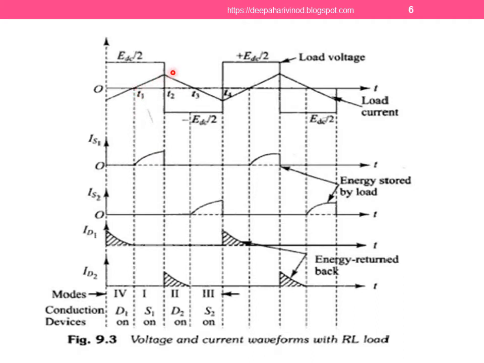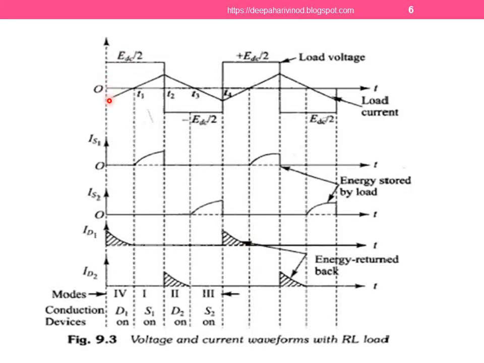So from here to here energy is stored, and from here to here it reduces to 0. In the same way, IS2 will be flowing only when S2 is on. S2 is on at this instant and this instant, so we have the current there. ID1 and ID2 are the currents flowing through the diodes.